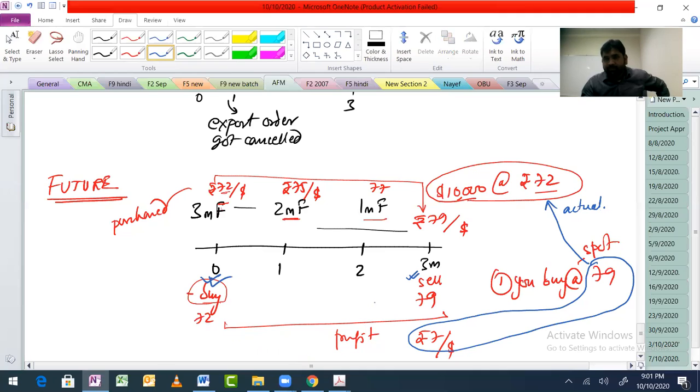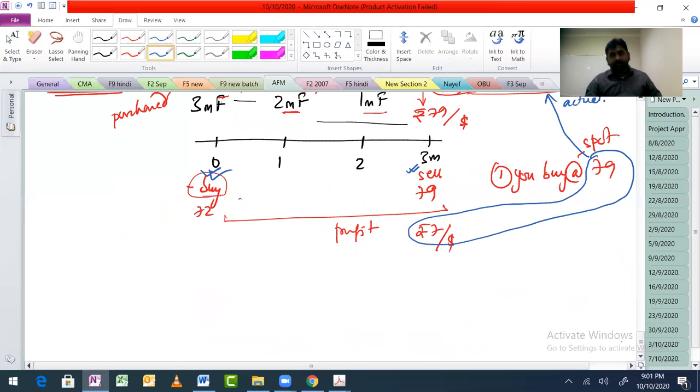Yes. Fine. And you are making a profit of $7. So basically what happens, the future market is a completely different thing, and the actual deal is something completely different. Just to emphasize this, and to give you guys a better example.